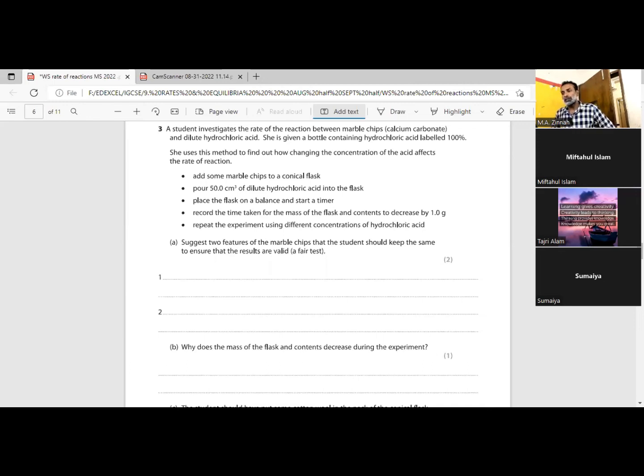She uses this method to find how changing concentration of the acid affects the rate of reaction. She will add water to change concentration. Certainly we understand this. Add some marble chips to conical flask, pour 50 cm³ dilute hydrochloric acid and place the flask on a balance and start timer. ওই যে আগের মতো, হ্যাঁ, ম্যাস মেজার করবে। Then record the time taken for the mass of the flask and content to decrease by 1 gram.